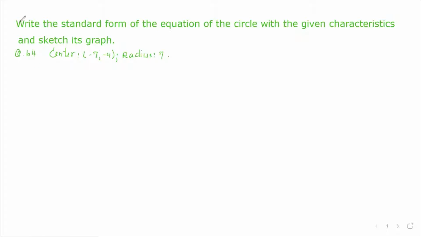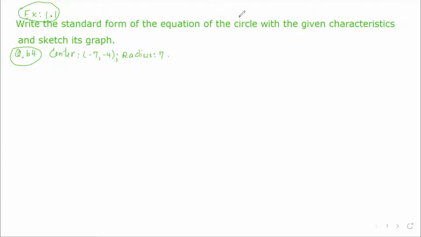So now this exercise 1.1, okay, exercise 1.1. On question 64, you're going to have the handout later. Now this question asks for the standard form of the equation of the circle with the given characteristics, and to sketch its graph.